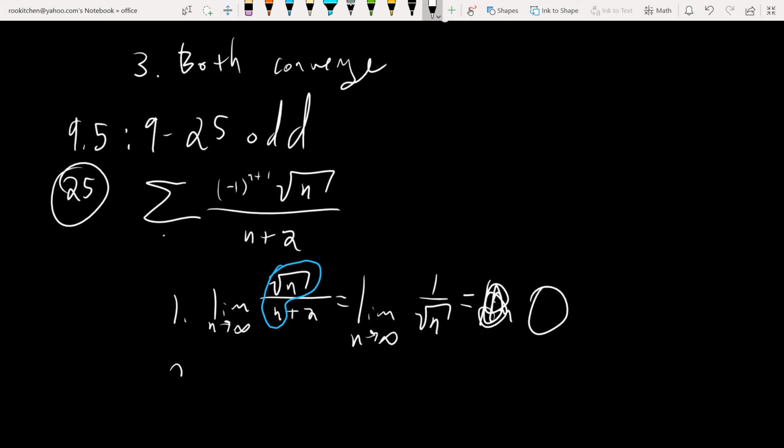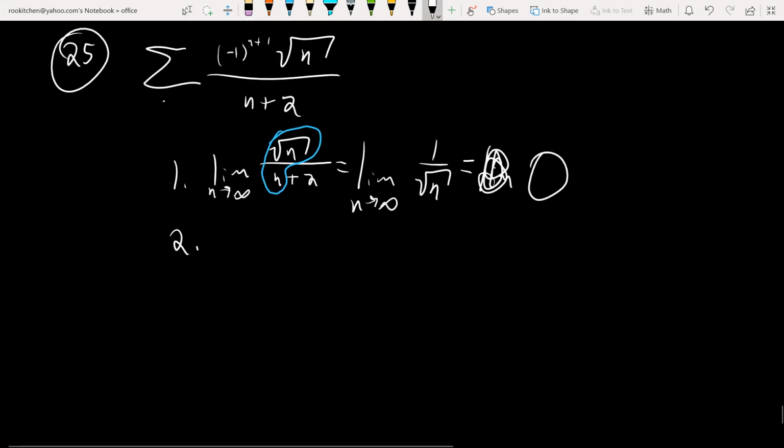And that's what we want. We want the limit to go to 0, and secondly, we want to show it's decreasing. Okay, so I gave you algebraic tests for this.